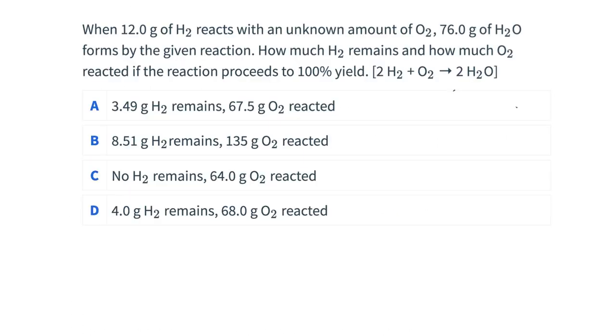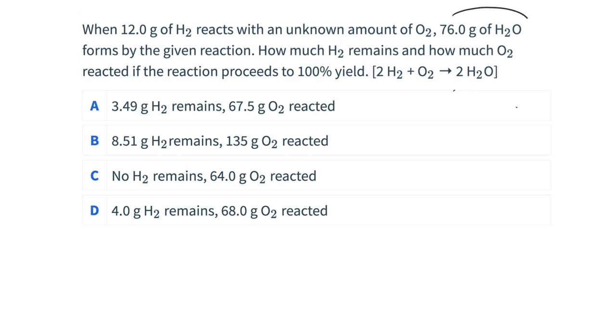So let's look at this problem here. Let's do this one together. So we have 12 grams of hydrogen. It says when 12.0 grams of hydrogen reacts with an unknown amount of oxygen, so we don't know how much oxygen is reacting, that we produce 76 grams of water. And so then we're asked how much hydrogen remains and how much O2 had to have reacted if the reaction had proceeded to 100% yield. So this isn't a problem where we're seeing a limit in how much product's made. So we have 100% yield taking place, the reaction's going to complete yield.